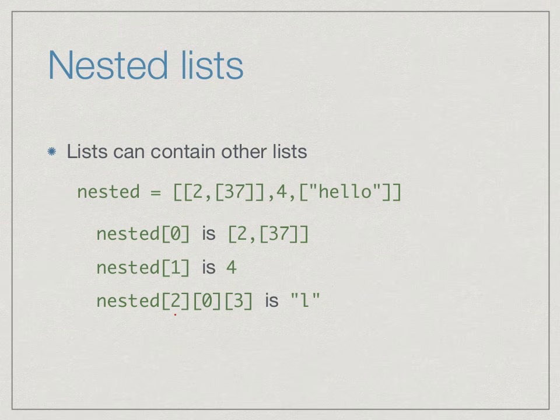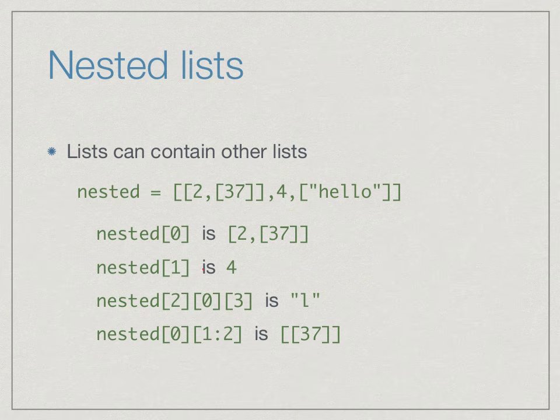And now if we look at position 2, which is this list, then in that we look at the 0th position, which is this string. And in that we look for the third character, which is 0, 1, 2, 3, this L. Right? So nested of 2 takes us to the last value in the list nested. In that we look at position 0, which is the first value in the nested list. And in that we look at position 3, which is the third character in the sequence contained in that position. And we get the character L, or the string L actually.